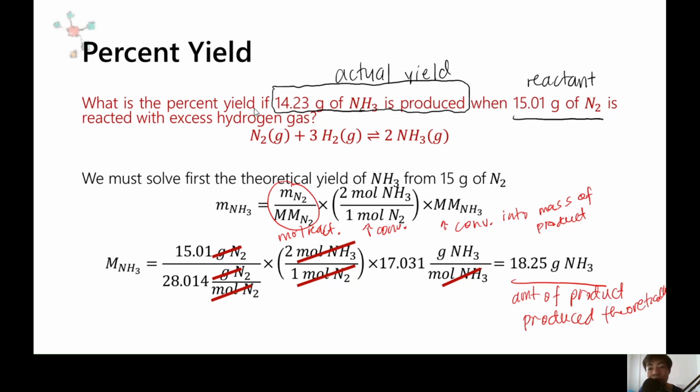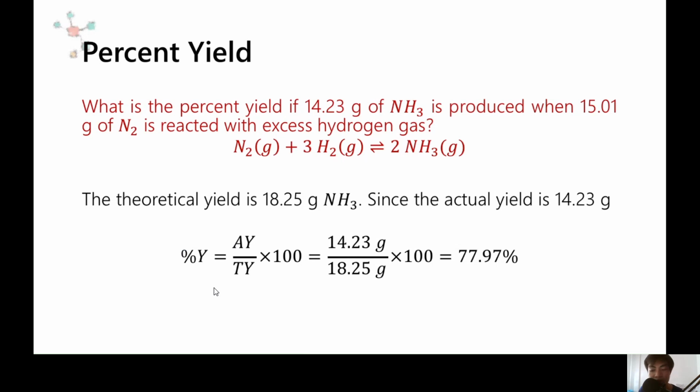So, we can now solve for the percent yield. Solving for the percent yield, that is the actual yield, which is 14.23, divided by the theoretical yield, which is 18.25. You do that, you have 77.97% yield. So that means you lost 22.03% in the process. You lost that amount of product. But it's a good thing that the yield is still large. Maybe the methods were poor or there was a leak in the reaction, which is why the percent yield went down.